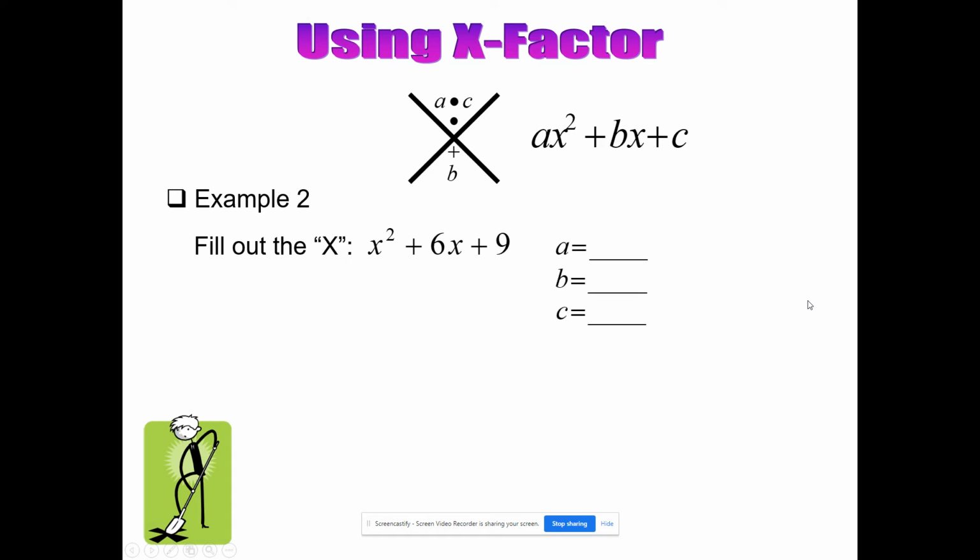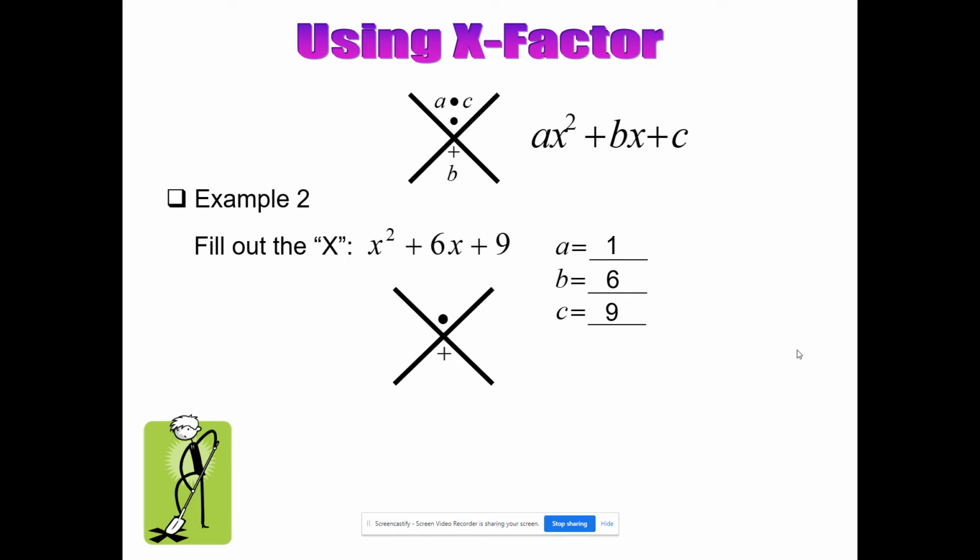So first, let's identify our a, b, and c values. So a is in front of the x squared, it's 1. B is in front of the x, that's 6. And c is my constant, that is 9.